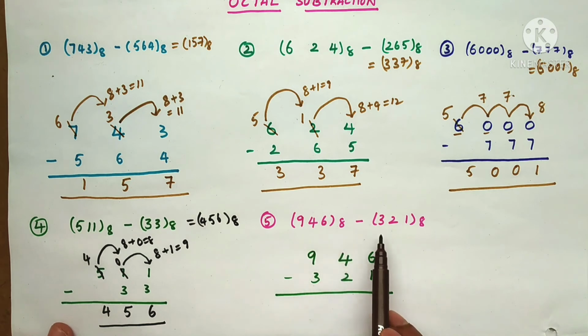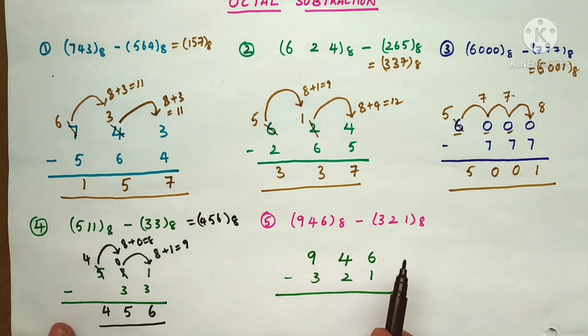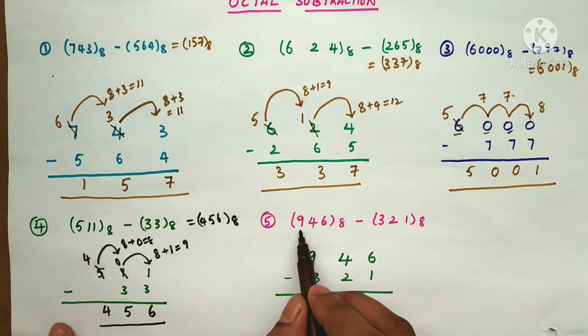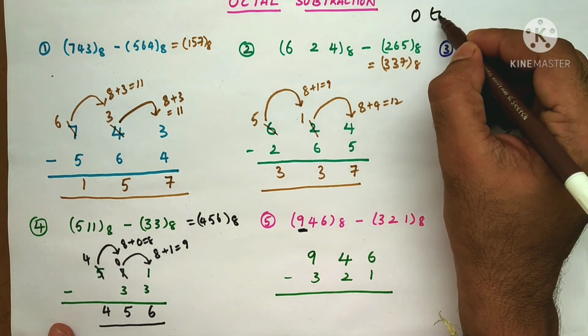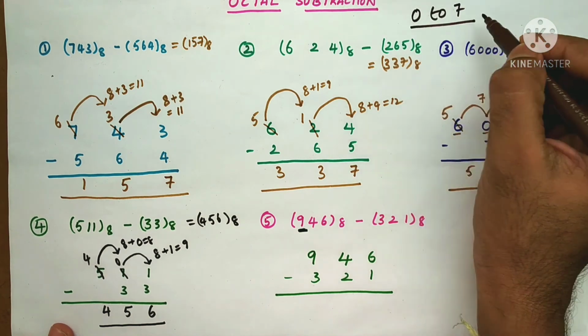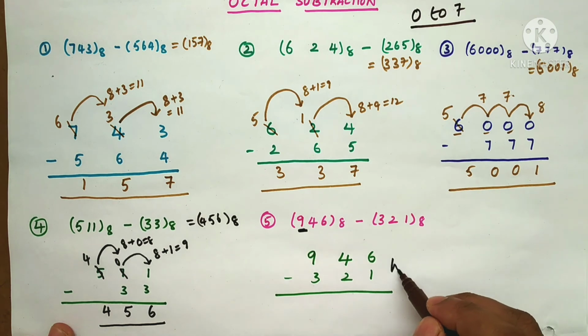946 base 8 minus 321 base 8. So here the question itself is wrong. Why? Because the value here is 9. In octal number system, the values are from 0 to 7 only. 9 is not an octal number. So the question itself is a wrong question.